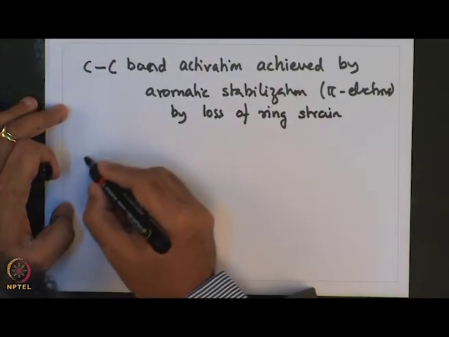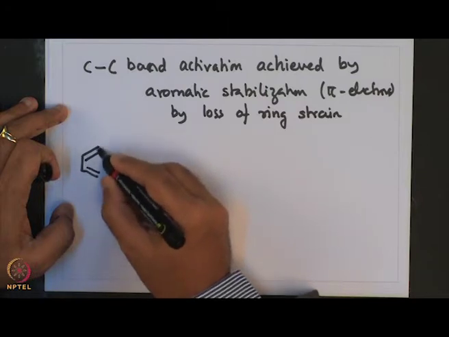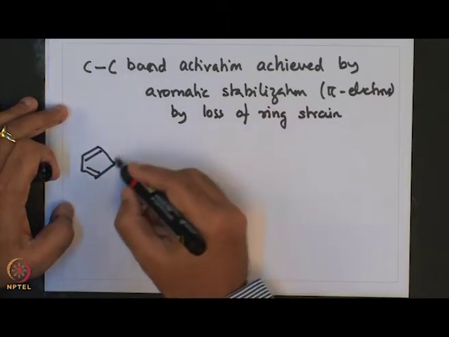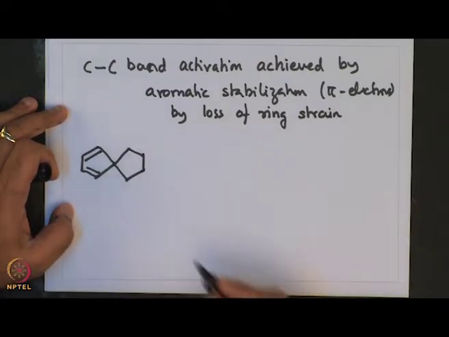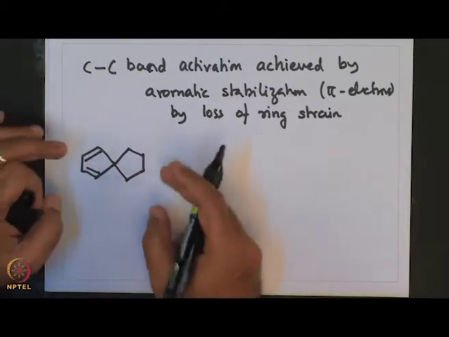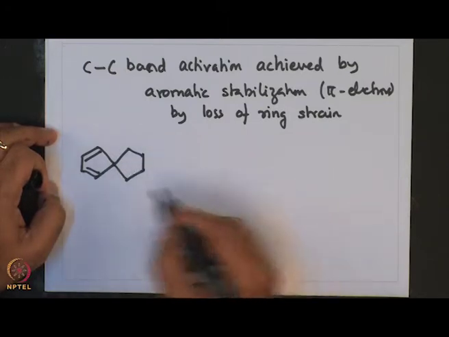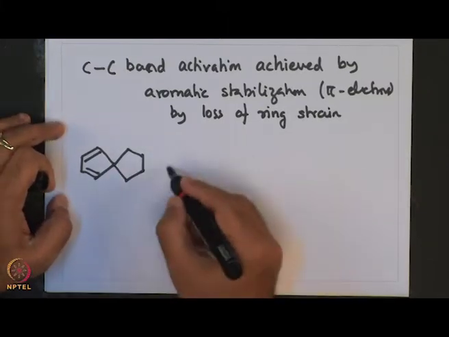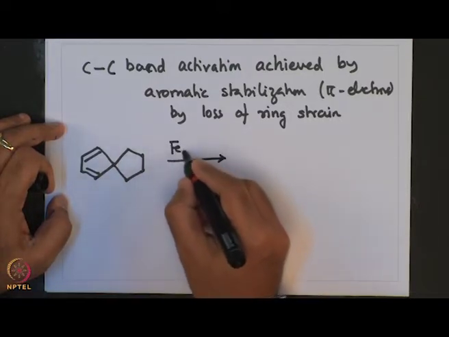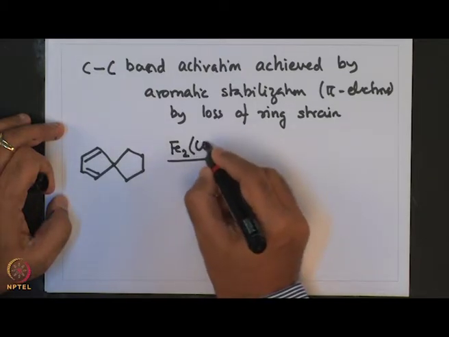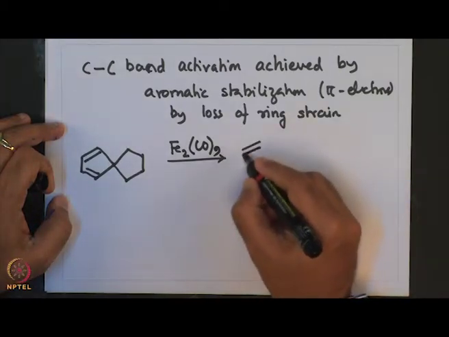For example, in this molecule having a lot of ring strain, as two 5-membered rings are bound to each other at this carbon, when that is treated with iron carbonyl, it gives this iron complex.